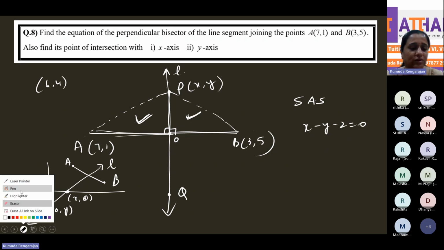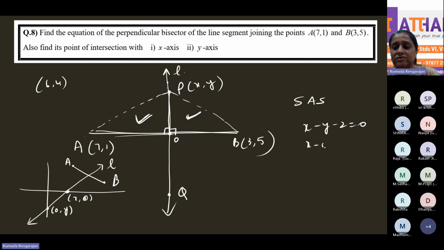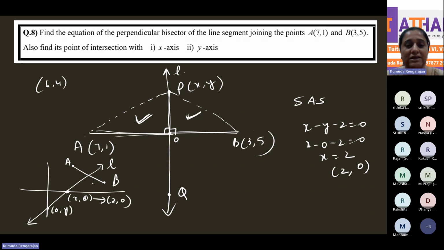Okay, take y as 0. So when y is 0, you'll get x minus 0 minus 2 equals 0. So x is equal to 2. When y is 0, x is 2. You should always see that an address is written like (x, y): x coordinate, y coordinate. So x is 2, y is 0. So the address of this point is (2, 0). So the line L intersects the x-axis at the point (2, 0).